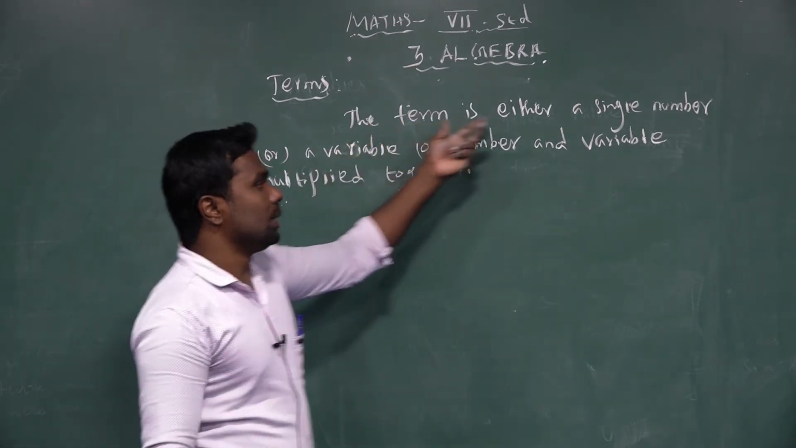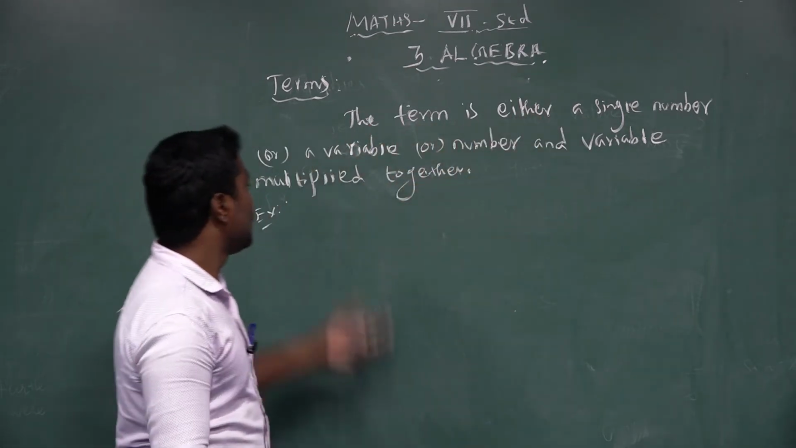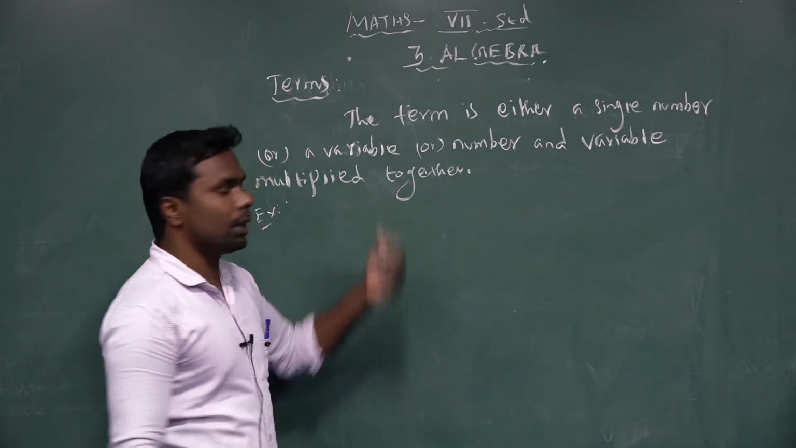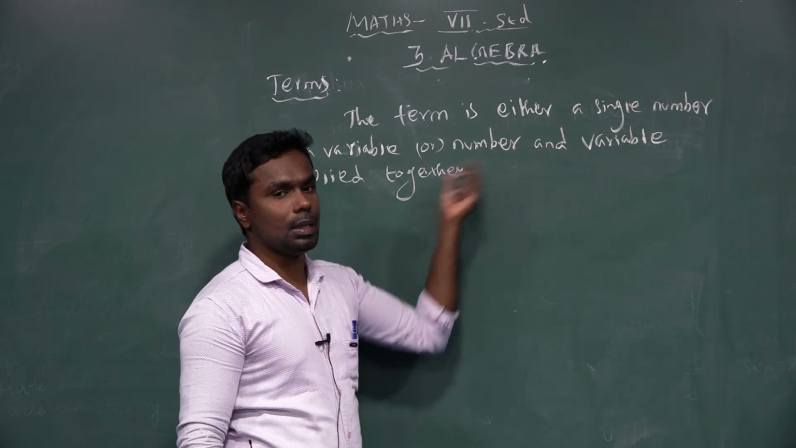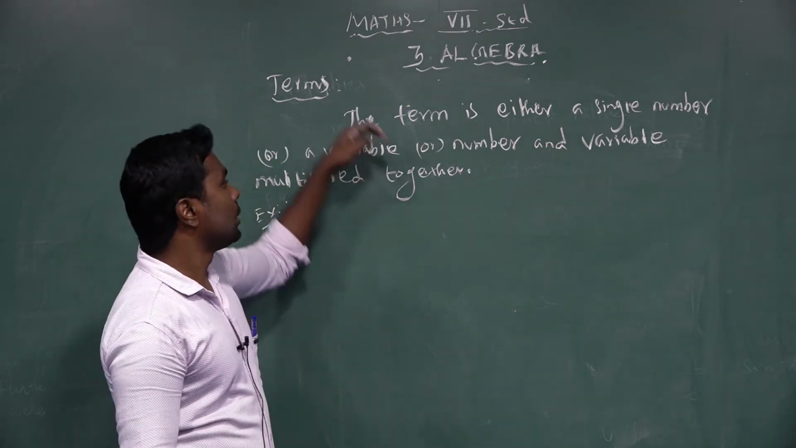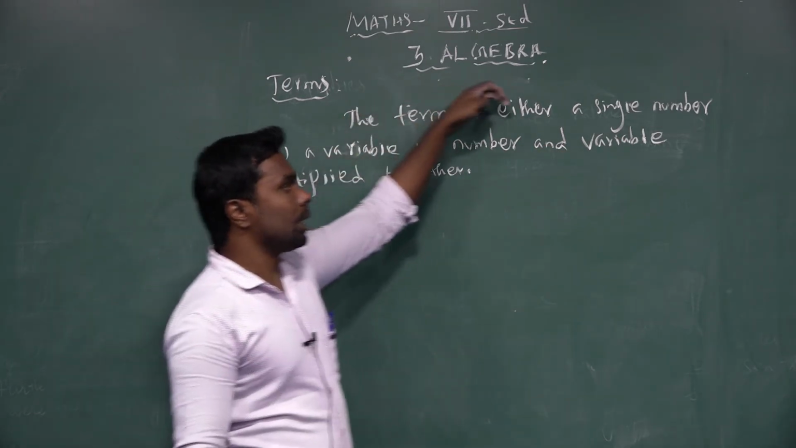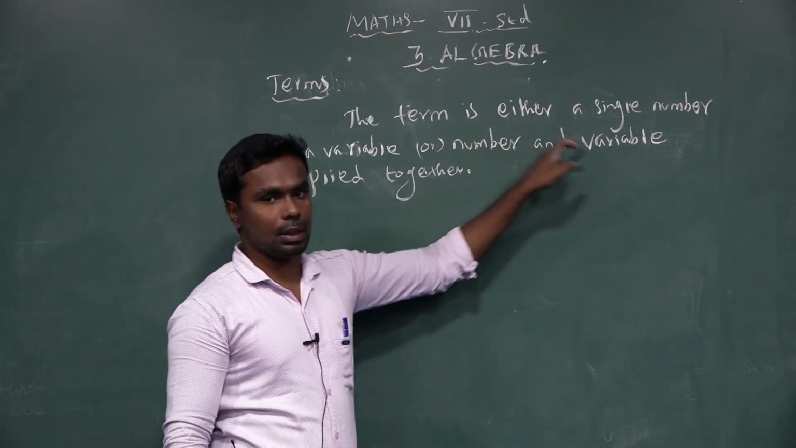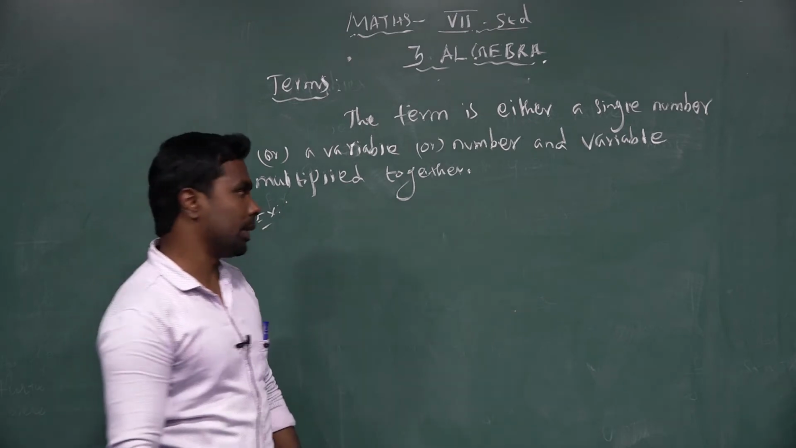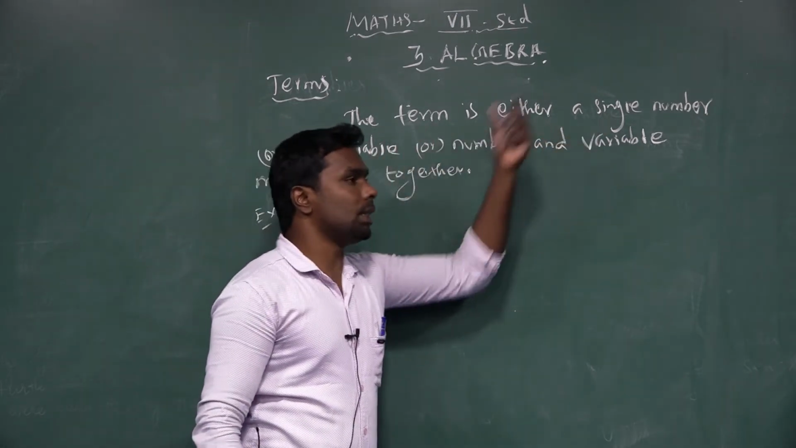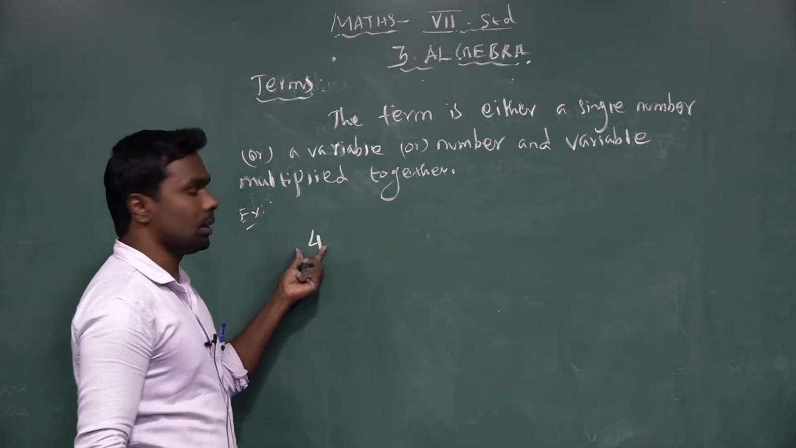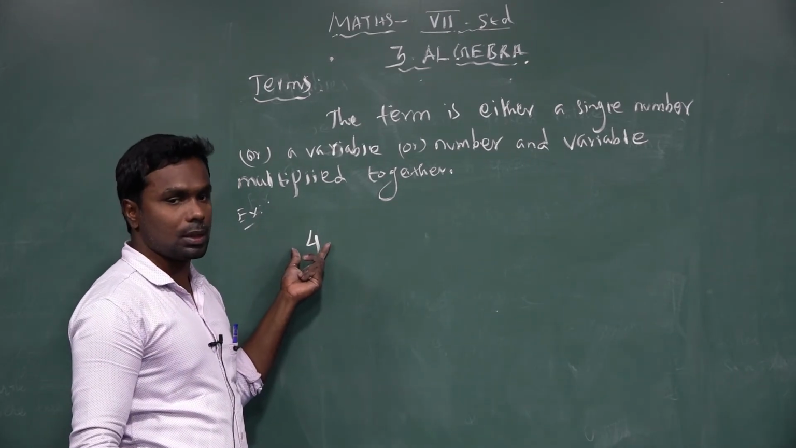A term is either a single number, or a variable, or a number and variable multiplied together. The term is very simple. For example, the first one, a single number. Take any single number, 4. 4 is a term, a constant term.